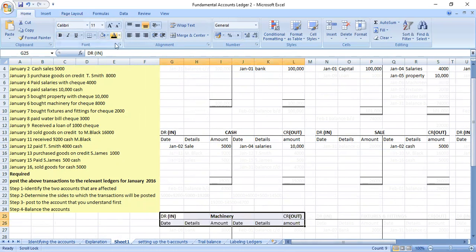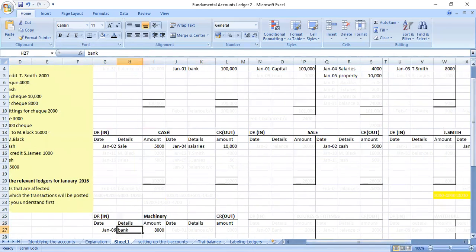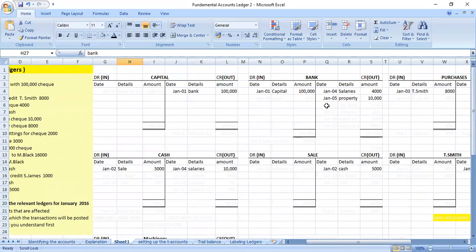So what was the transaction? January 6th, bought machinery for a check, $8,000. So the machinery came in. On January 6th, we received a piece of machinery valuing $8,000, and this money came from out of the bank account. So we have to show this transaction in the bank account as well. Here's our bank account. January 6th, we paid $8,000. What did we use the money to do? We bought a piece of machinery with that money.